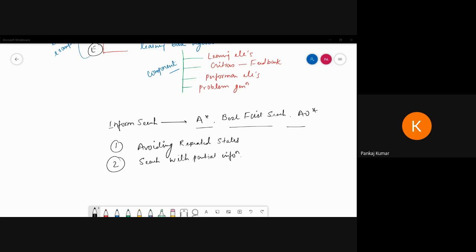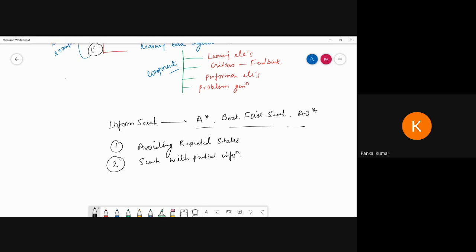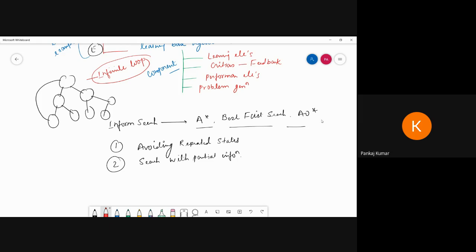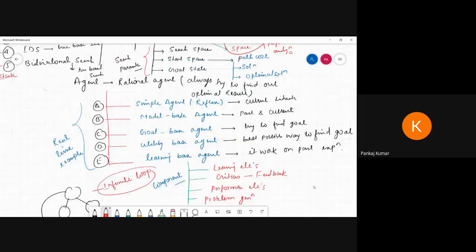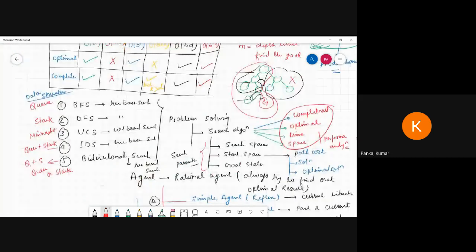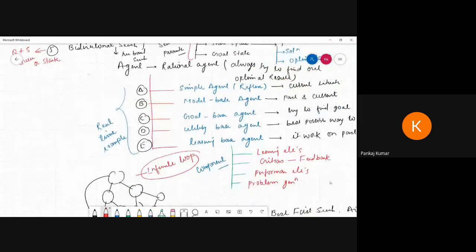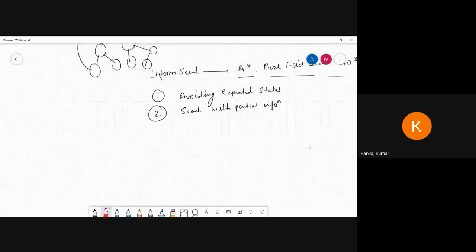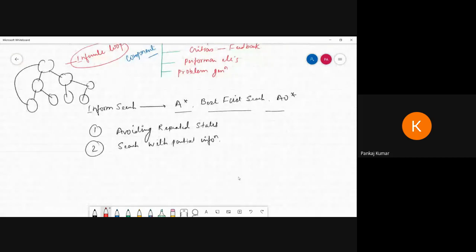There is a possibility, suppose a tree-based structure, and suppose there is a back edge like this. If there is such a structure, then there is a possibility of an infinite loop. Then how can we avoid this? If your data structures and algorithms are strong, then you are capable enough to analyze and answer these questions.